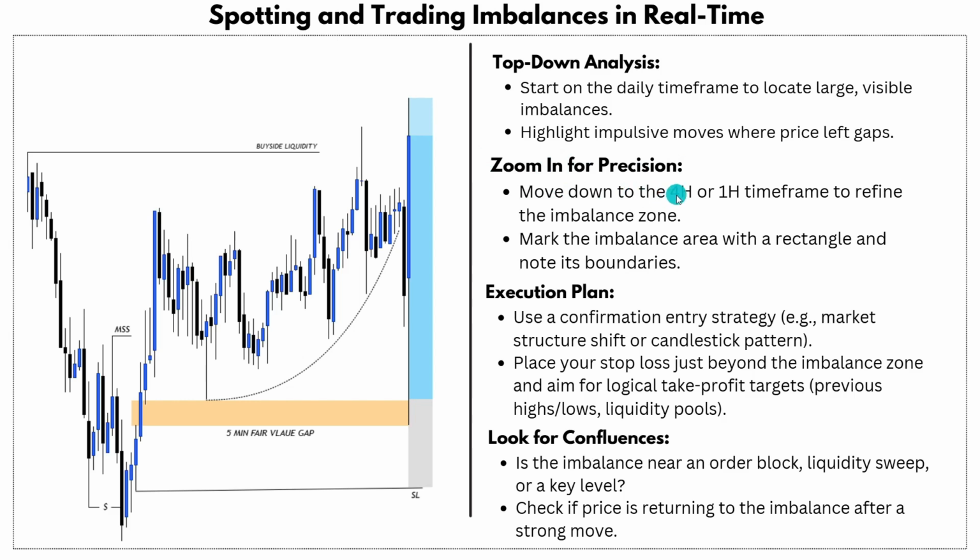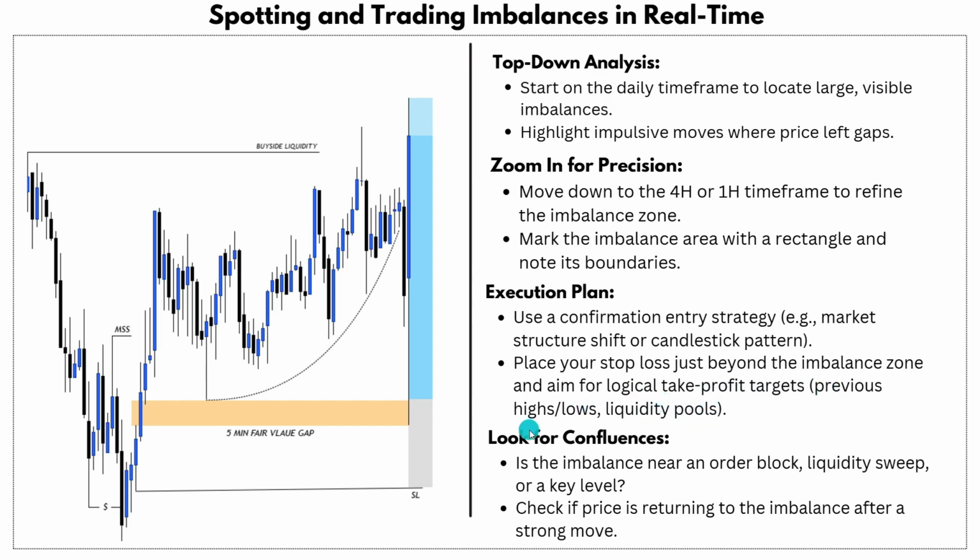Move down to the 4-hour or the 1-hour time frame to refine the imbalance zone. Mark the imbalance area with a rectangle and note its boundaries. Now let's follow our execution plan. We use a confirmation entry strategy such as a market structure shift or a candlestick pattern. Then we place our stop loss just beyond the imbalance zone and aim for a logical take profit target, previous highs or lows, depending on the liquidity pools.